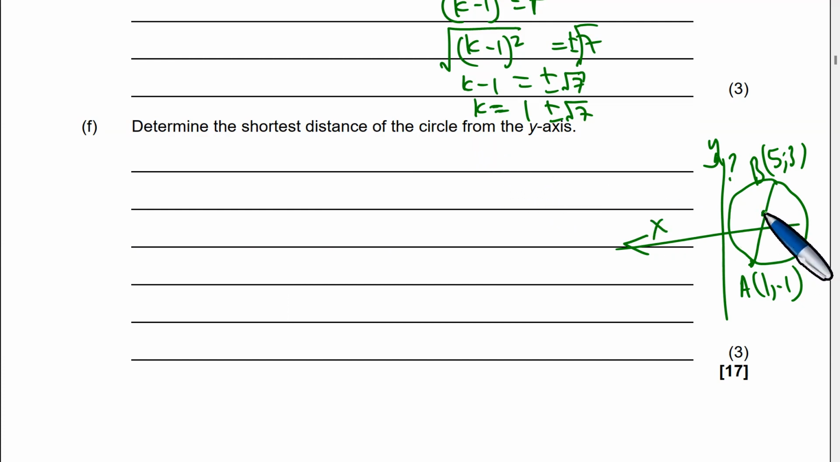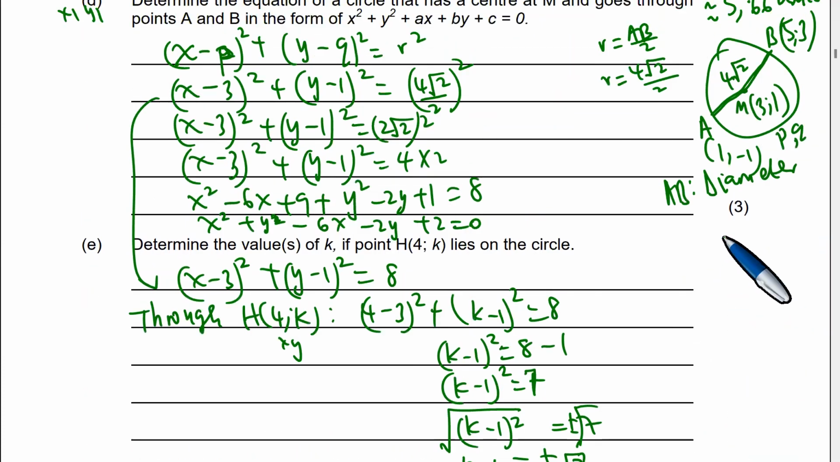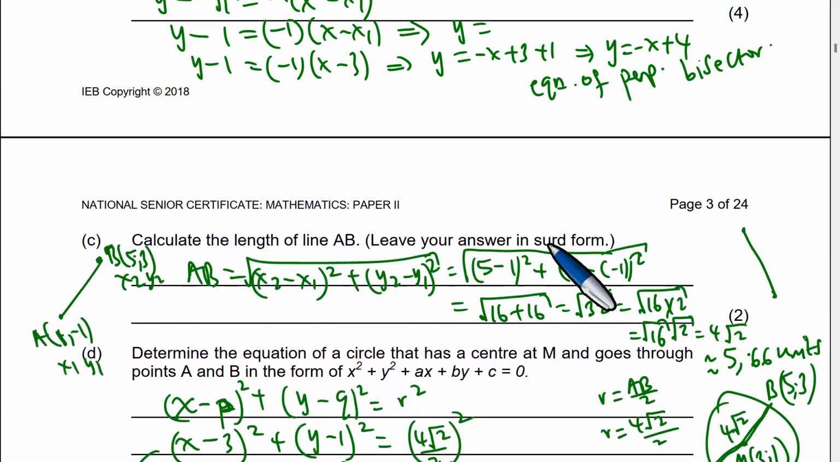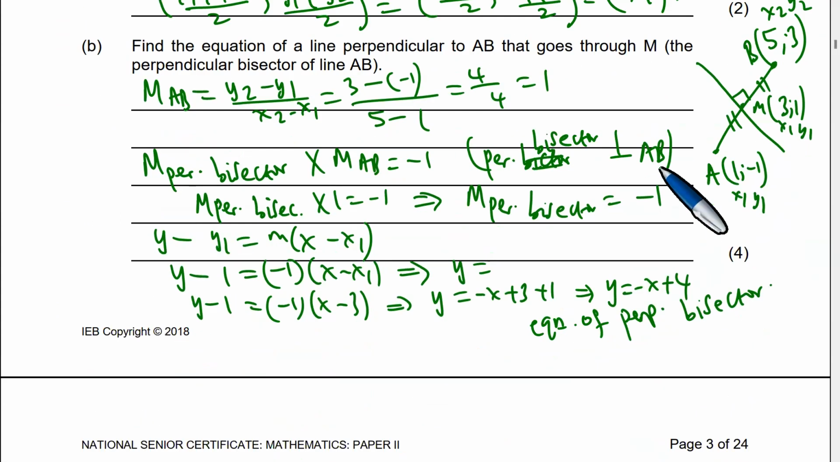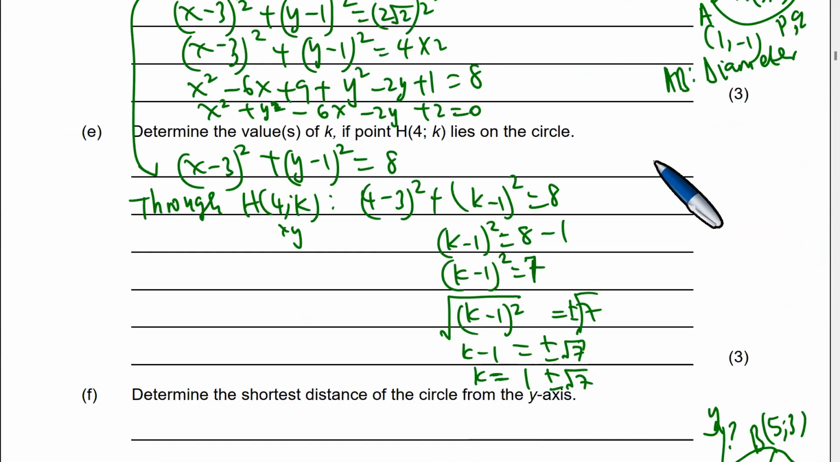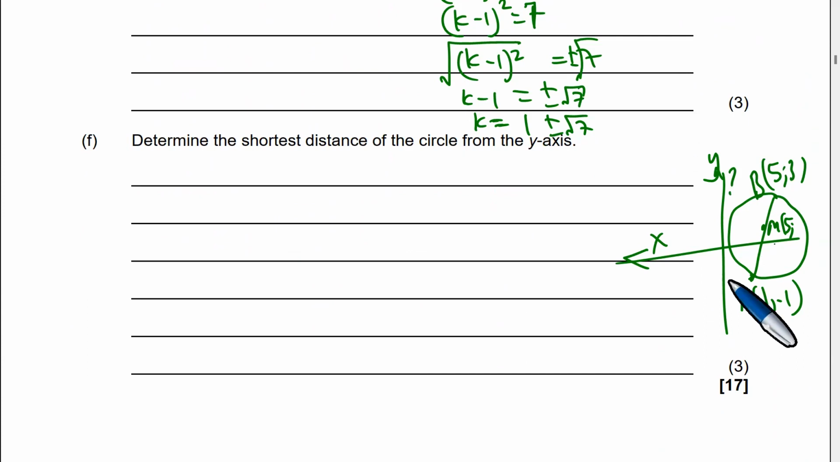Okay, there's a point M here with the coordinates 5 and 3. No, 3 and 1, 1 and 3. Need to check that. What are the coordinates of M? Found that in the beginning. Okay, the coordinates of M are 3 and 1. So plug them in here. That is the point M there. Determine the shortest distance of the circle from the y-axis. What is the shortest distance of the circle from the y-axis?